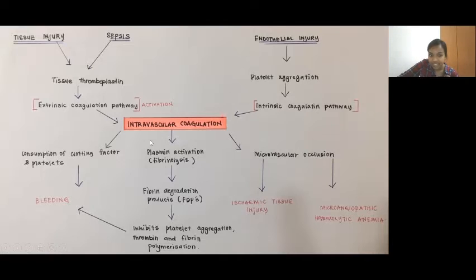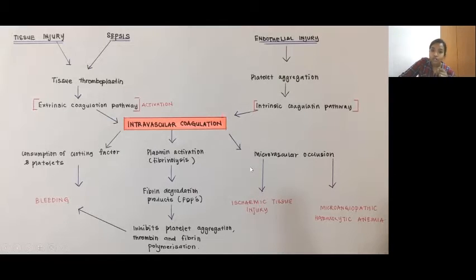What happens next is all that we have discussed earlier, which is the consumption of clotting factors and platelets, fibrinolysis, and the presence of fibrin degradation products in the circulation. When the consumption of clotting factors and platelets happens, this results in bleeding. For fibrinolysis, the fibrin degradation products inhibit platelet aggregation, thrombin, and fibrin polymerization, which then leads to bleeding as well. And the microvascular occlusion causes ischemic tissue injuries and microangiopathic hemolytic anemia.